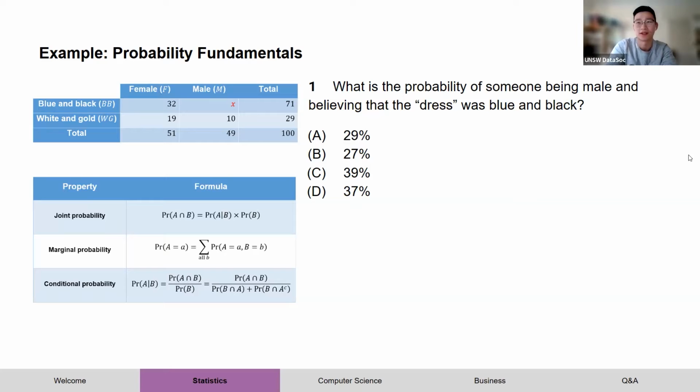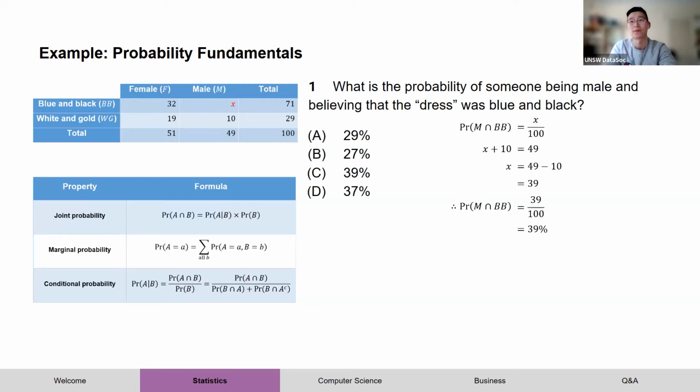So this is, I think, a pretty intuitive question in that you're looking at the probability of a value being in the intersection between set M, so male, and set B, so BB. This is given by X divided by 100, where X is the total number of people who are both in sets M and BB. Now we don't actually know the value X, so in the second line, we can establish a relationship, which is X plus 10 is equal to 49.